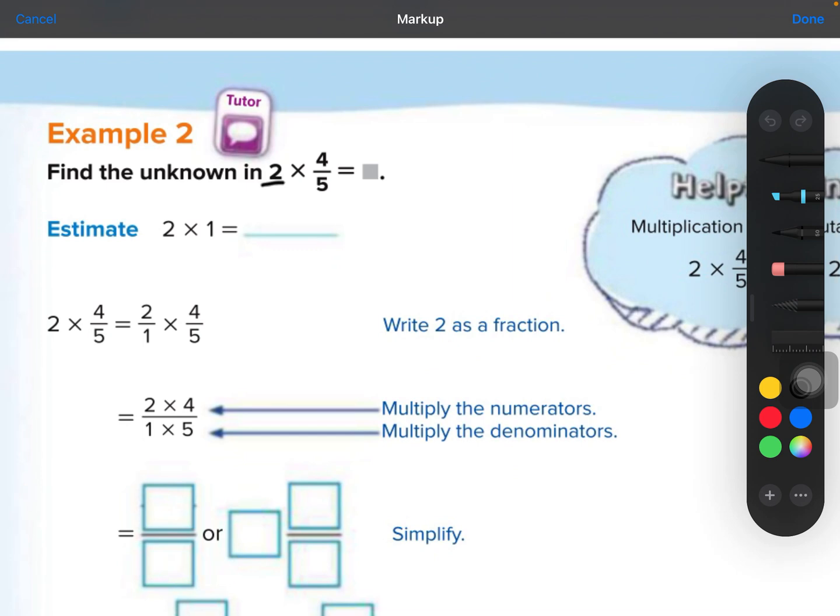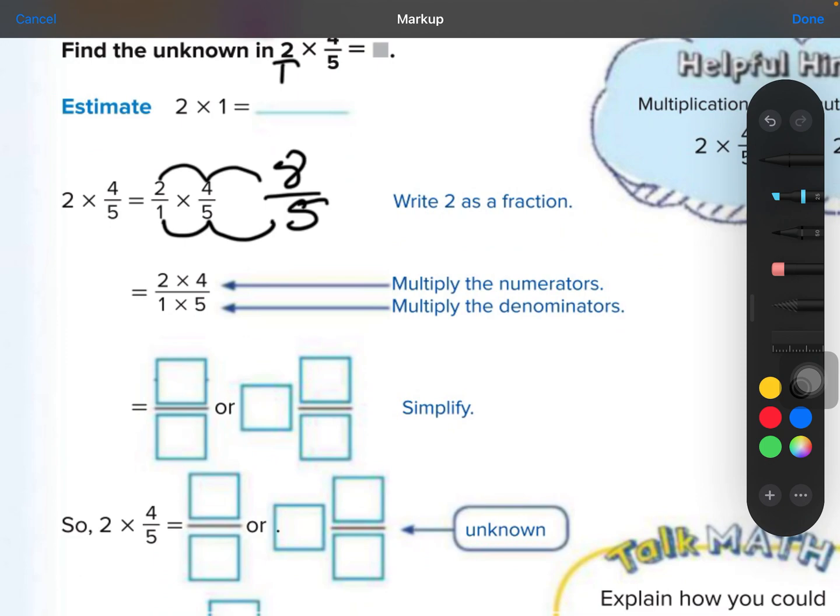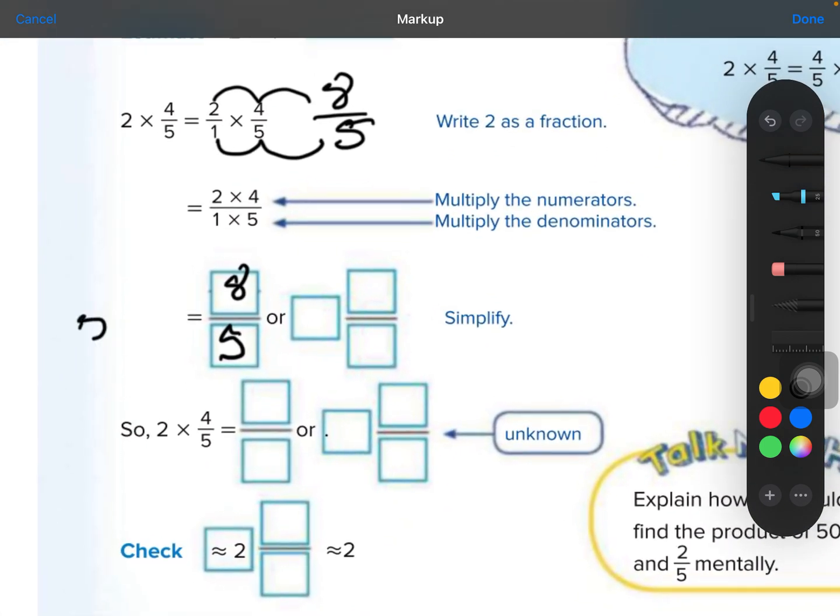Example 2. Here is our number, 2 times 4/5. So we're going to put 2 over 1, which is what they've done here. Then we can go 2 times 4 is 8. 1 times 5 is 5. Then we know we have 8/5.